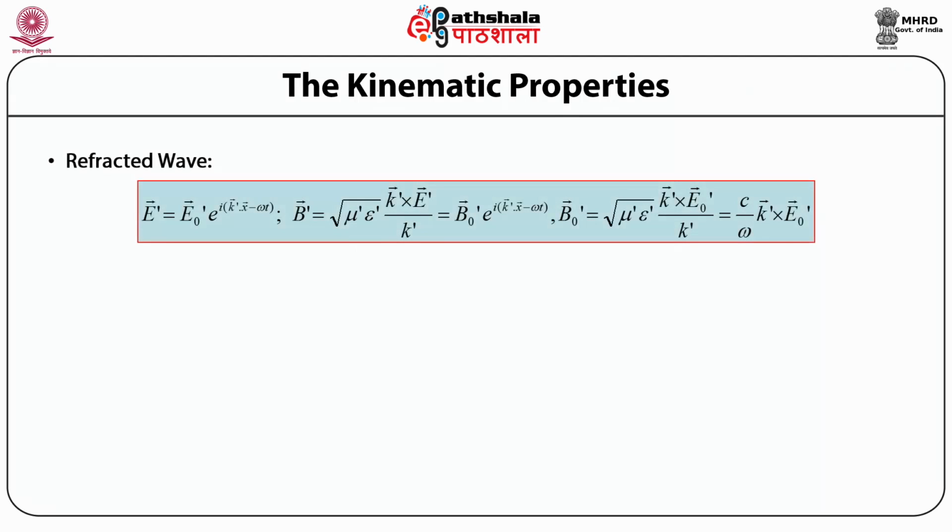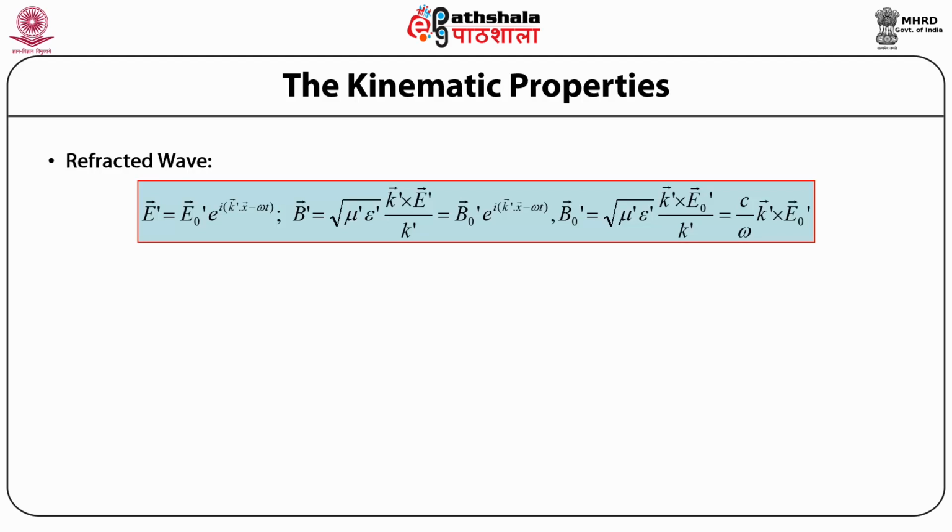Similarly, for the refracted wave, we can write down the electric field vector E prime is equal to the amplitude of the electric field vector E prime naught times exponential to the power iota times bracket open wave vector k prime dot product with the position vector x minus omega times time t bracket close. The magnetic field induction vector for the refracted wave is given as under root of mu prime times epsilon prime whole times wave vector k prime cross product with electric field vector E prime upon wave number k prime.